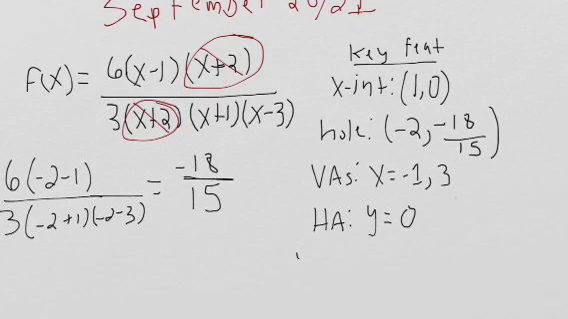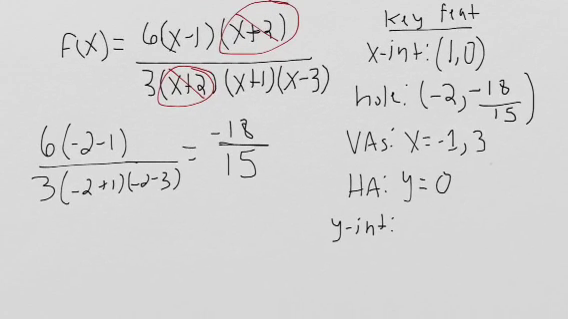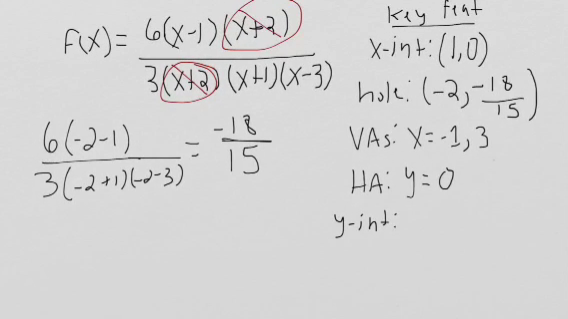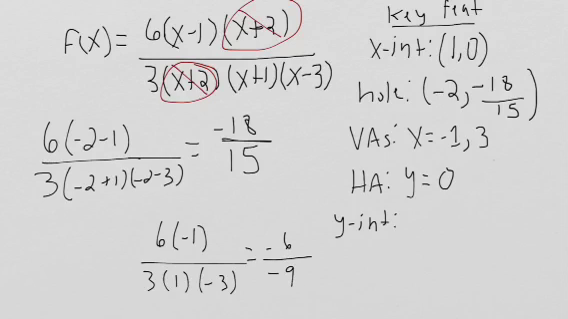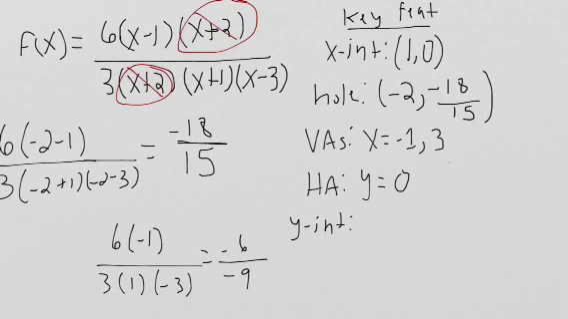Last thing, we want to find a y-intercept. The y-intercept is just the value when we haven't moved horizontally at all, so we're saying x is 0. So all we have to do for that is plug in 0 for x. So we get 6 times -1 on top, because we plugged in 0 for x, and then we have 3 times 1 times -3 on bottom. Okay, what is that going to give us? It's going to give us -6 over -9, which is going to simplify to 2/3. So we have the y-intercept at (0, 2/3).